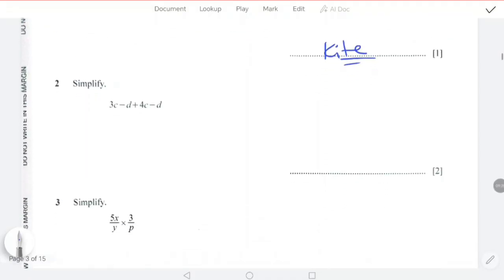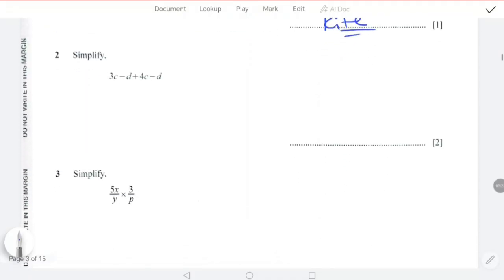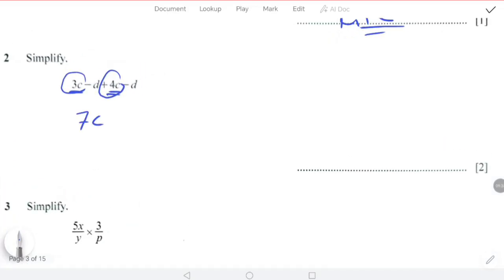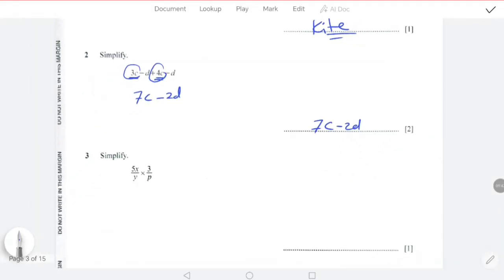Question 2. Simplify. We collect the like terms. 3c plus 4c, so 7c. Minus d minus 1d, it's minus 2d. So the answer is 7c minus 2d.